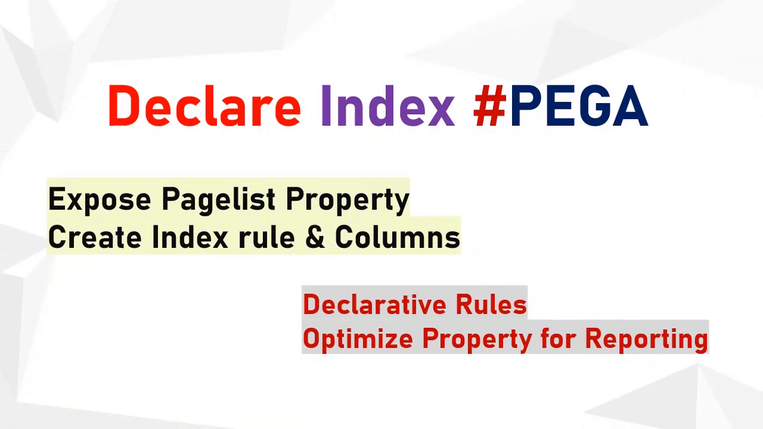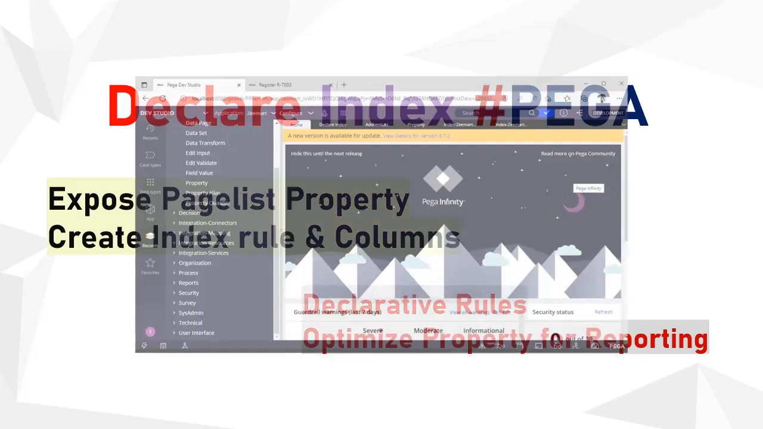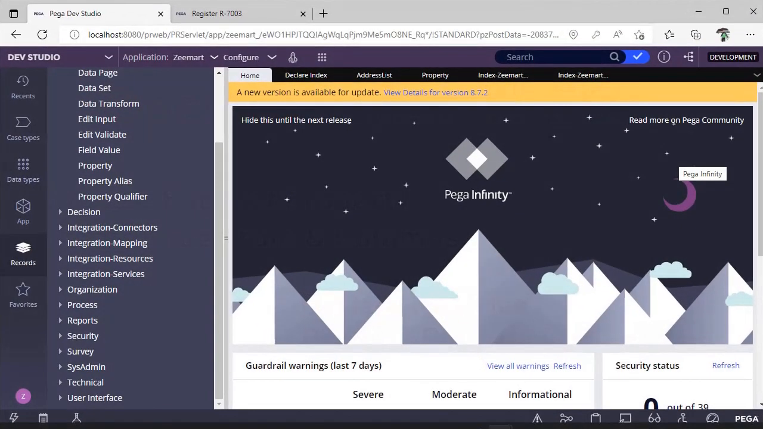Today we are going to discuss the creation of declare index and its uses in Pega. Let's get started. As we know, the values of a case are held by properties, and in properties we have single value properties and list kinds of properties.